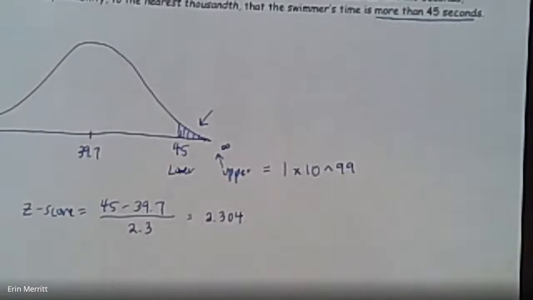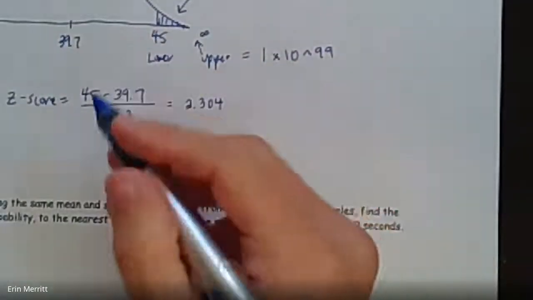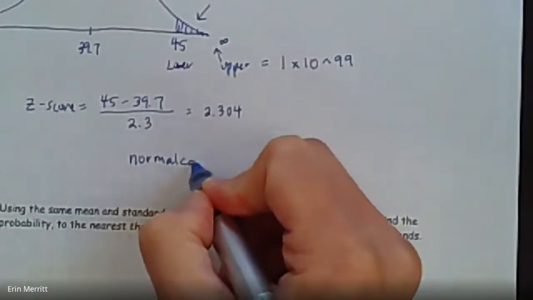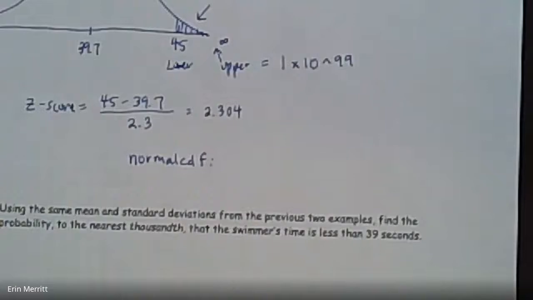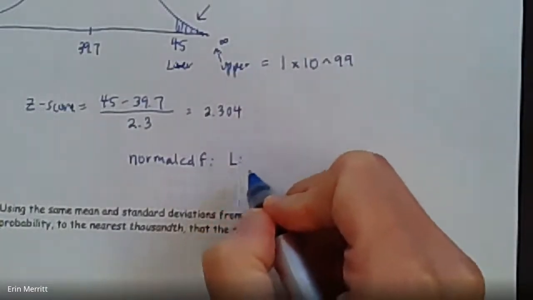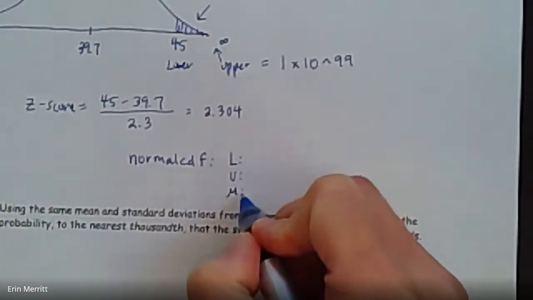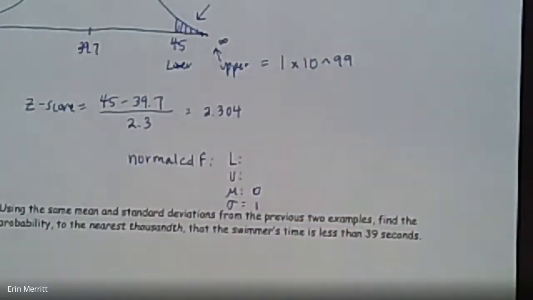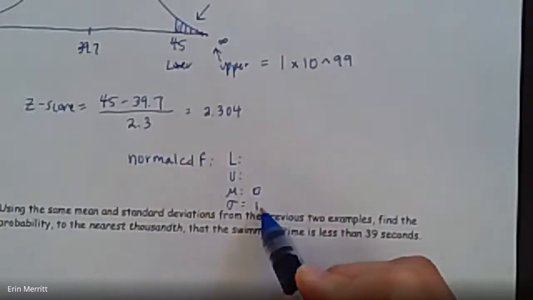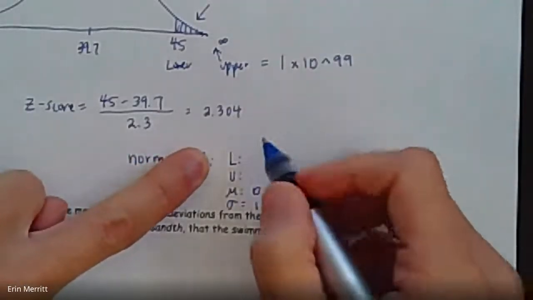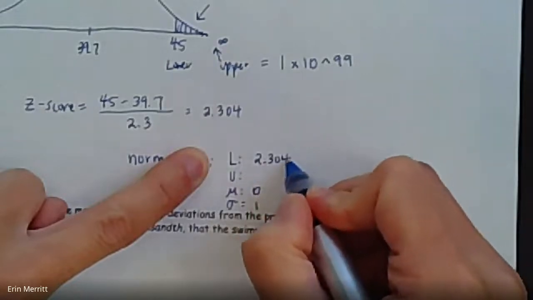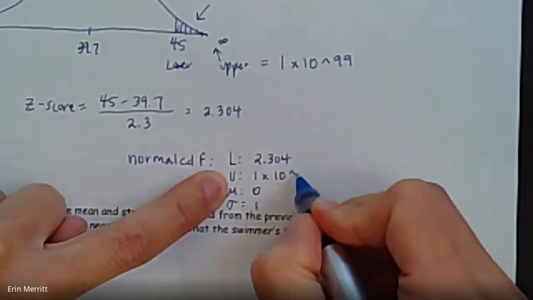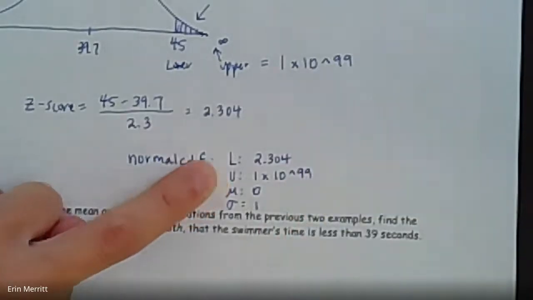So on your calculator, here's how we're going to do this again. We're going to go to second, vars, and do a normal CDF. I'll run you through that one more time. You're going to give it the lower bound, the upper bound, the mean, and the standard deviation. The cool thing is mean and standard deviation, when I use z-scores, are always going to be 0 and 1. Now we're going to use the z-score for the lower, that's the 2.304. And for the upper, we're going to use that approximation of infinity, so 1 times 10 to the 99th power. All right, let's try it.